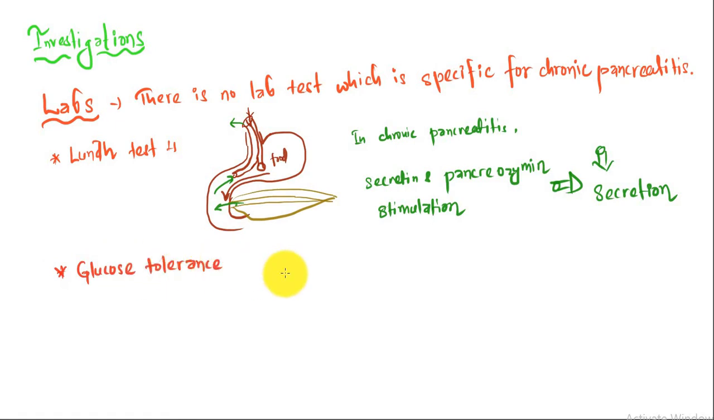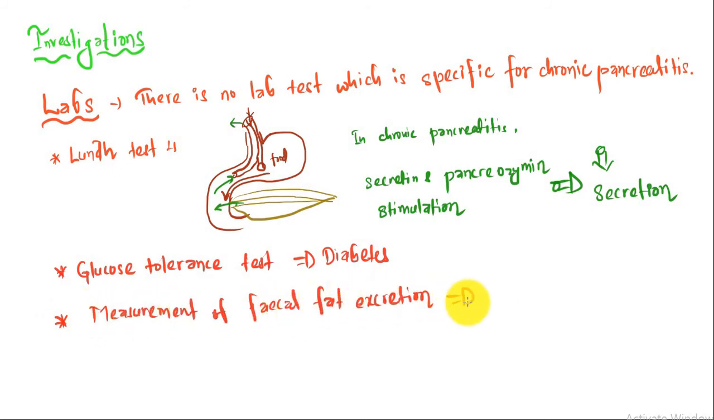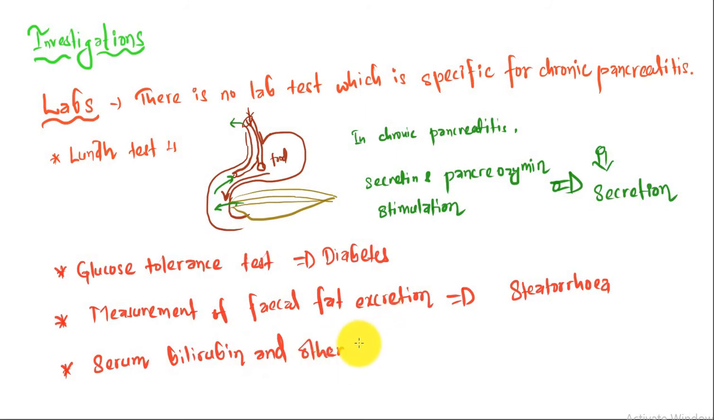Another investigation we do is the glucose tolerance test for diabetes. We can measure fecal fat excretion for steatorrhea. We can do serum bilirubin and other liver function tests for obstructive jaundice.